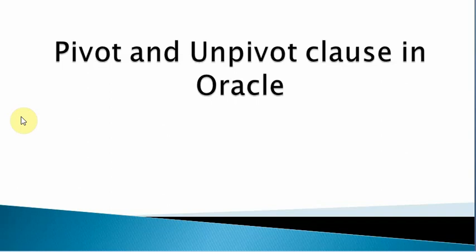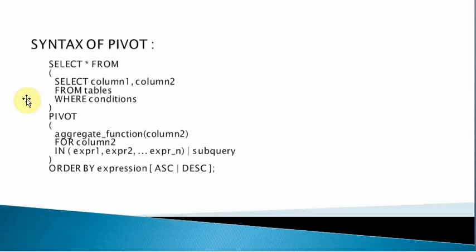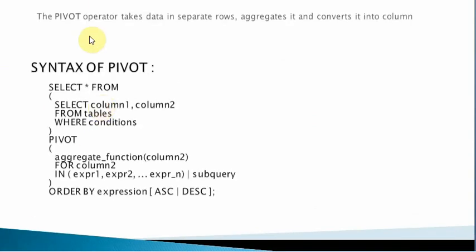This video is about pivot and unpivot clause in Oracle. So let's first discuss the pivot clause. This pivot clause takes data in separate rows. It will aggregate it and convert it into columns. You can see the syntax of it.